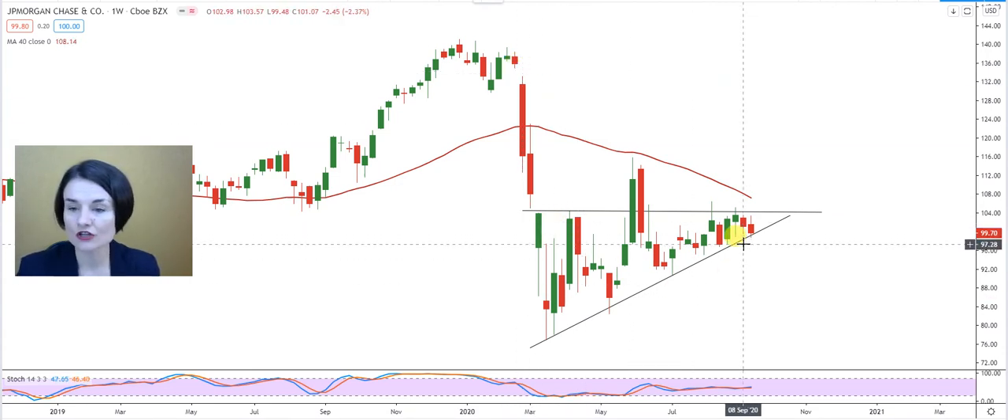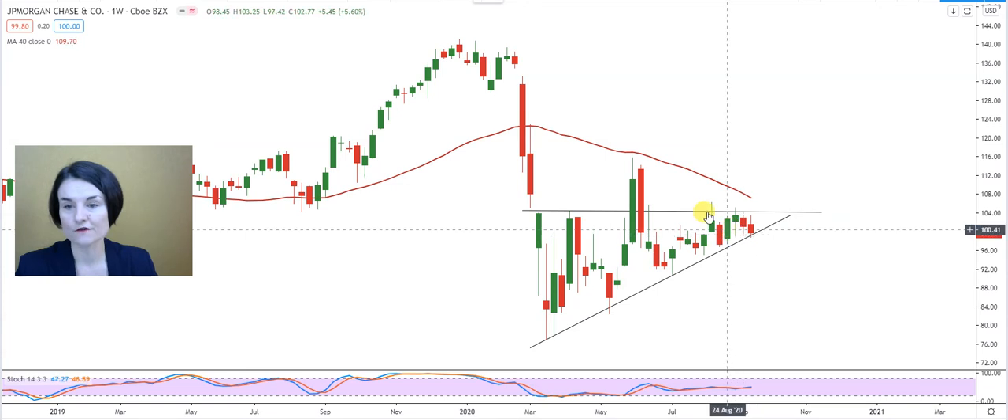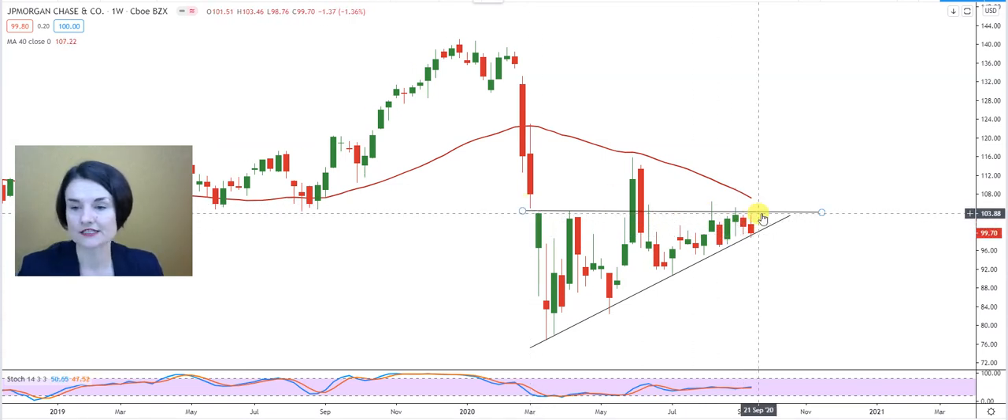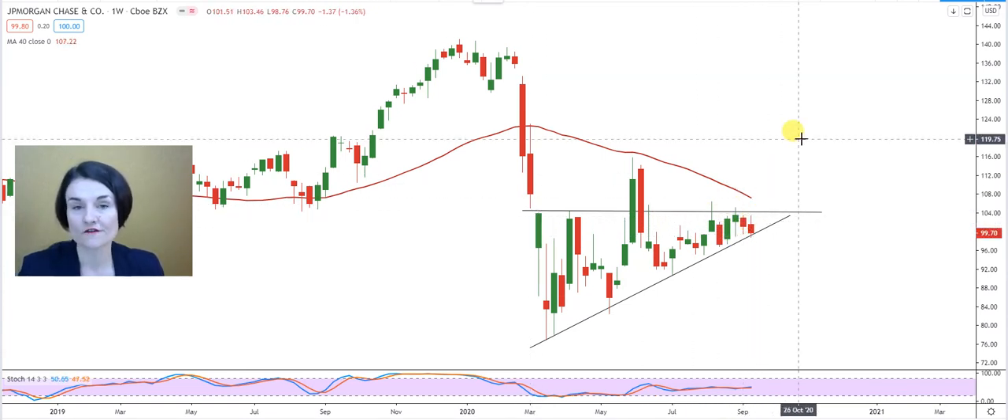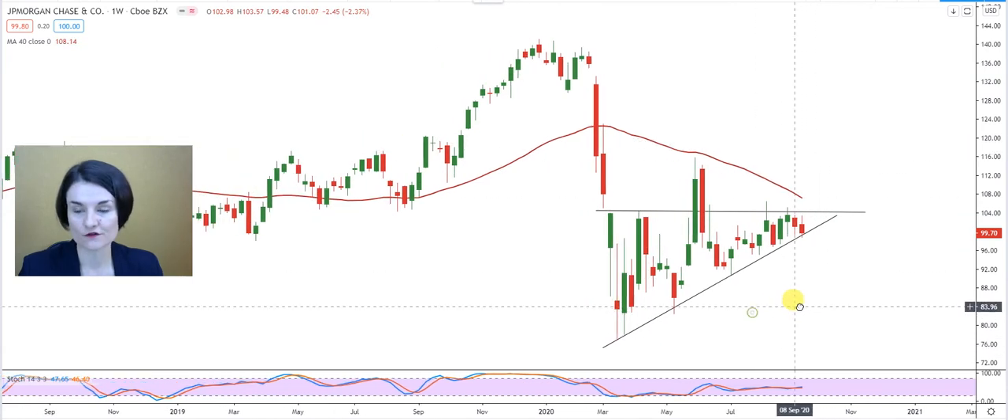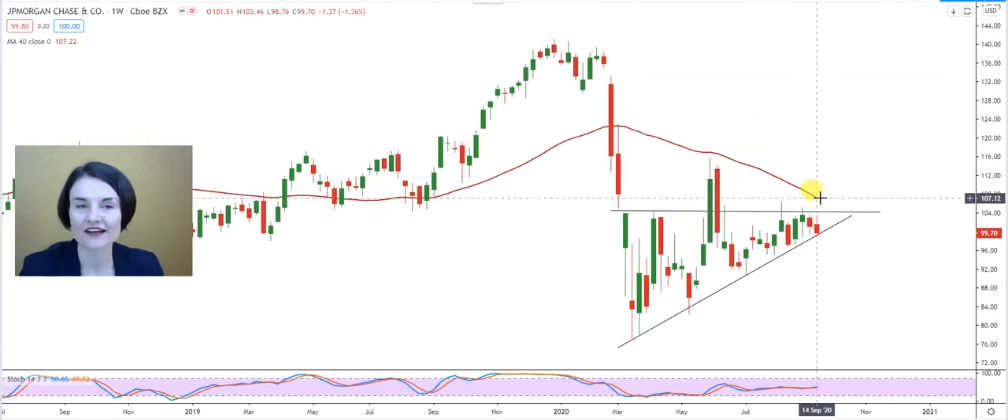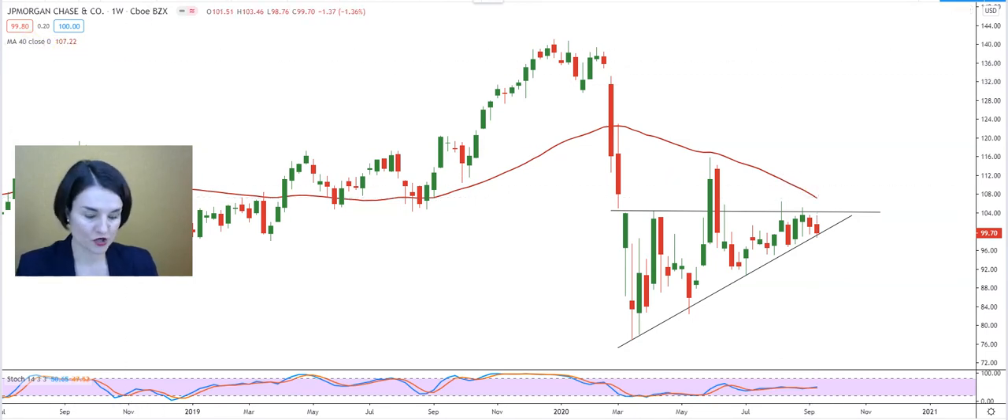$99.48 needs to remain in support. If that's too close of a stop loss level, you can maybe use the support there at $95.08, and above that $104.34, that ascending triangle will confirm a possible turnaround formation for the share. And then, of course, that red line, the 40-week moving average, once that level at $107.22 changes into a support, the long-term sentiment towards JPMorgan Chase will change to positive.